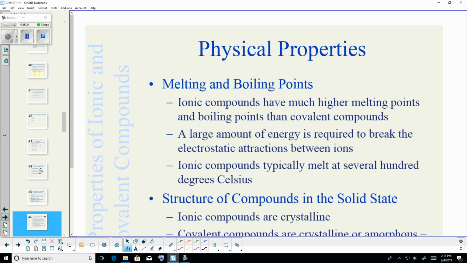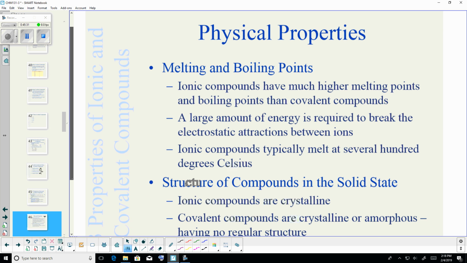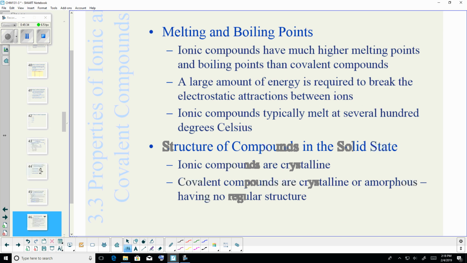Because ionic compounds have a full plus and a full minus, they have a big electrostatic attraction. It's tough to pull them apart. Ionic compounds are crystalline. Covalent compounds can be crystalline. Obviously, sugar is crystalline because it says right on the package, Dixie Crystal, so it must be crystalline. Or amorphous, meaning it has no regular structure.